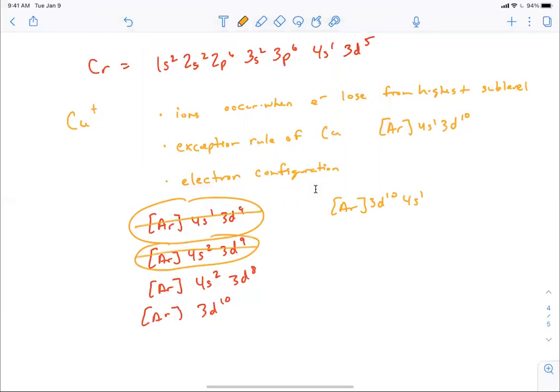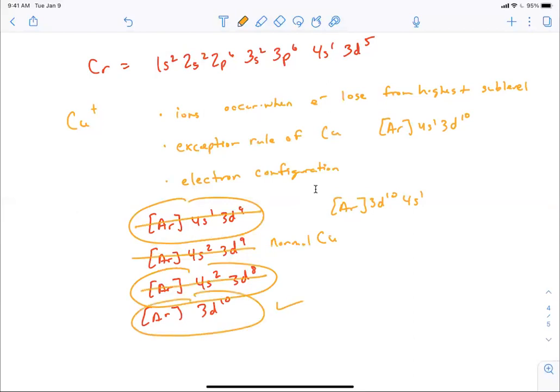Okay. Actually, wait, no, I'm sorry. I misspoke. The second one is the actual normal Cu. They didn't take out any of the electrons at all. This one, they took out from the 3d instead of 4s, and they didn't have the right exception as well. And so it turns out that the answer is [Ar] 3d10.